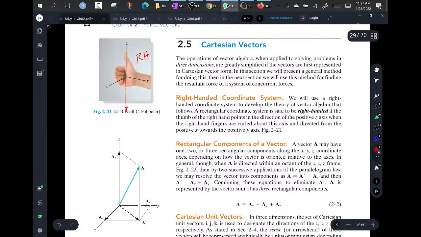A left-handed coordinate system, which is very rarely, if ever, used, would be, instead of using your right hand here, you use your left hand. And what you find out is the positive for left-handed, this would be the Z. This is almost never used. I've only ever seen it used once in anything engineering, and it was used in a very odd way.